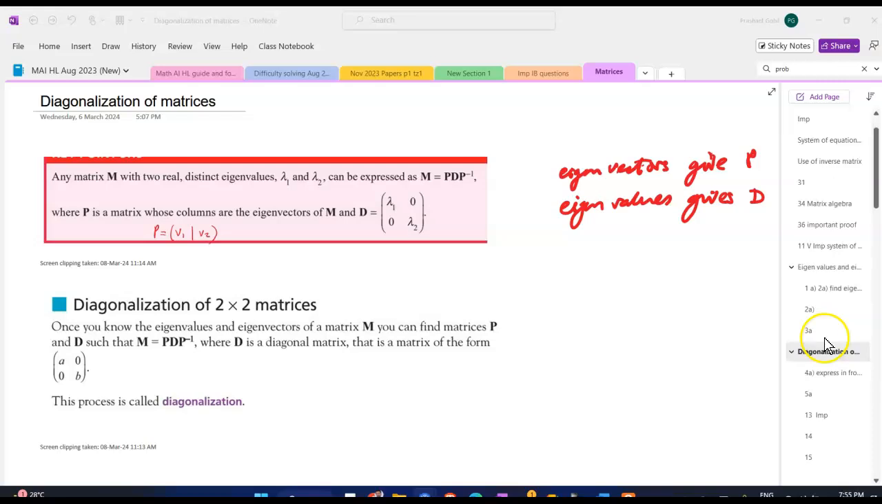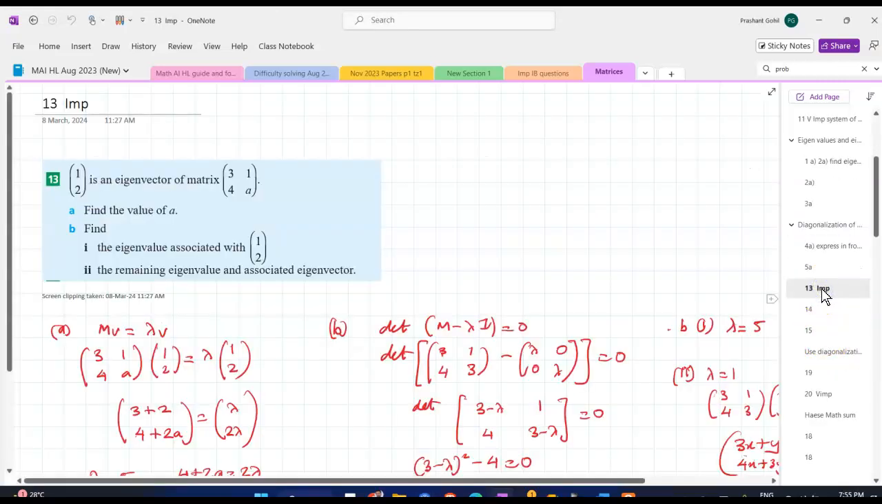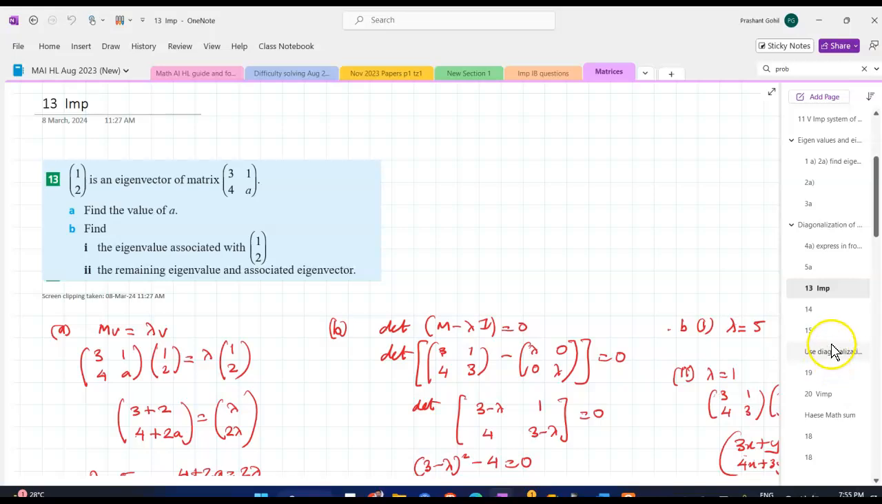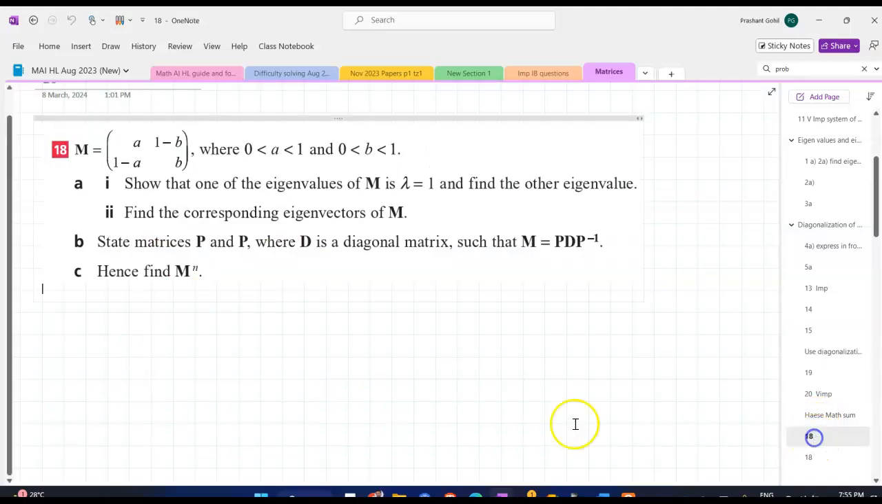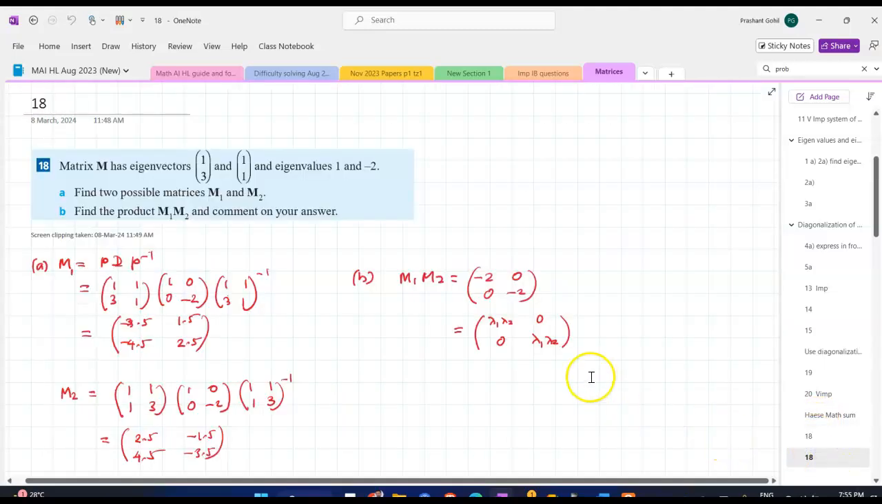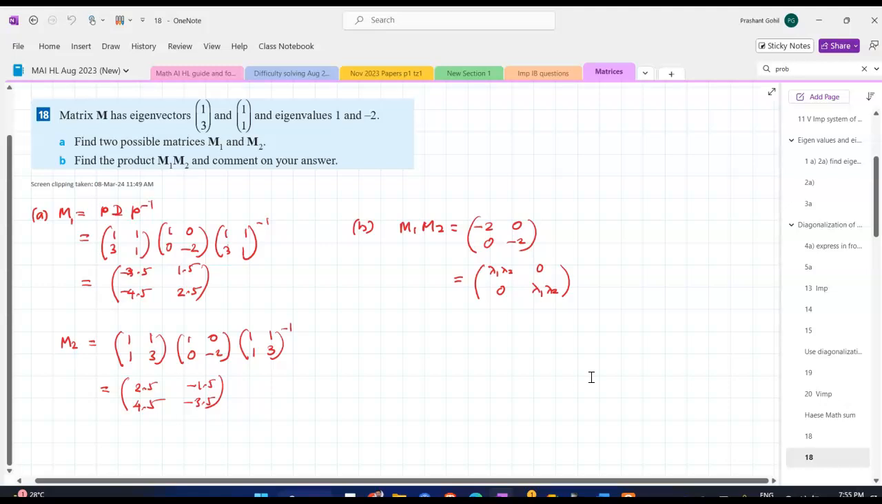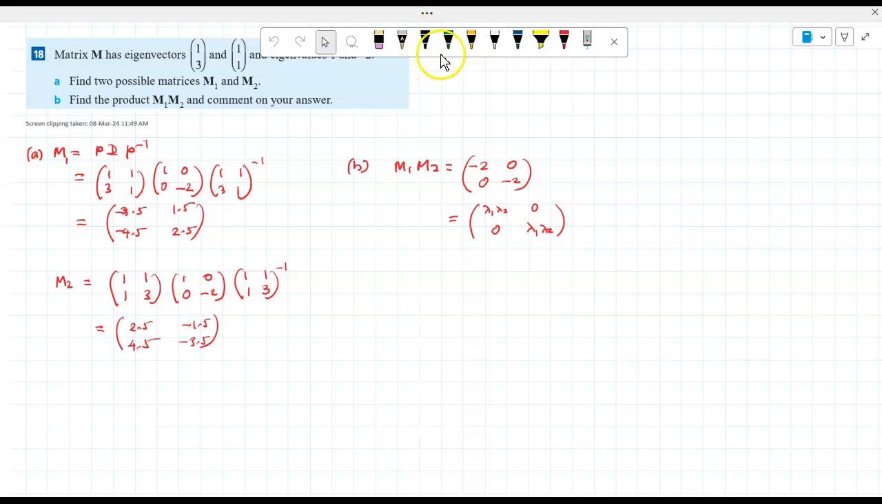Now, where is this useful? See, we'll use diagonalization here. They've already given the eigenvalue. What is the use of that formula? Matrix M has eigenvectors 1, 3 and 1, 1, and eigenvalues as this. Find two possible values of M1 and M2. So now the first possibility is what? Whatever eigenvectors you have, you put that.